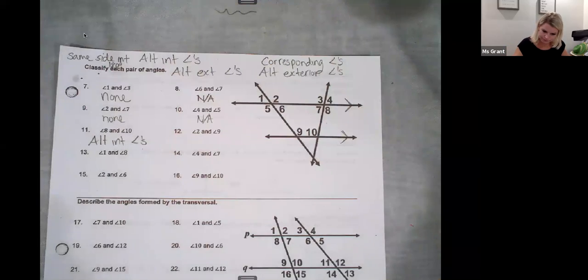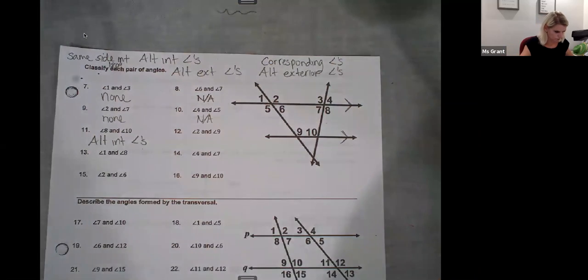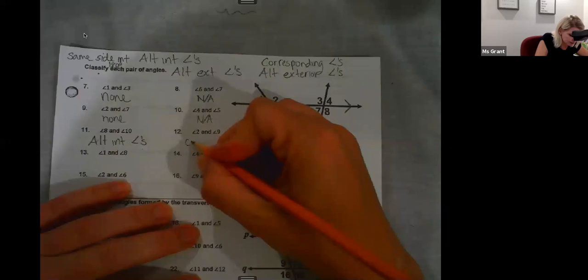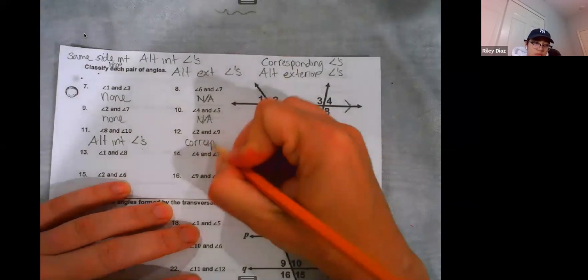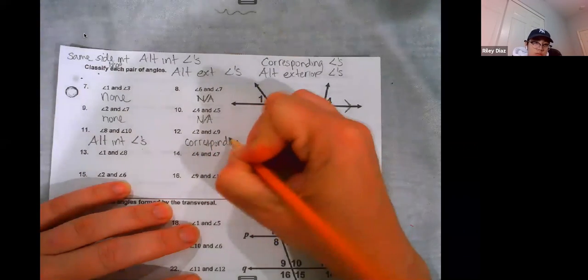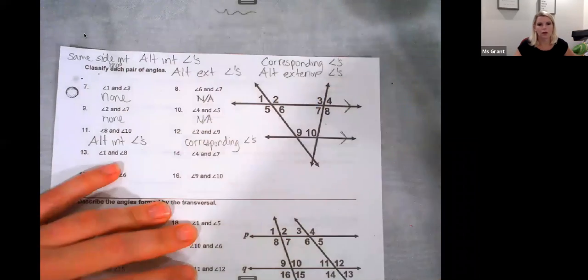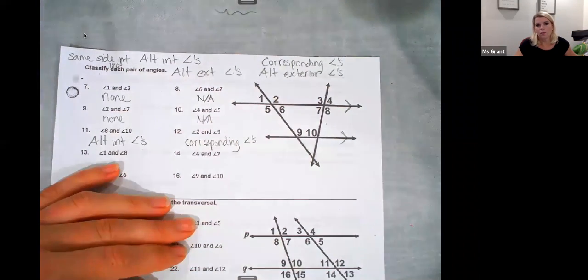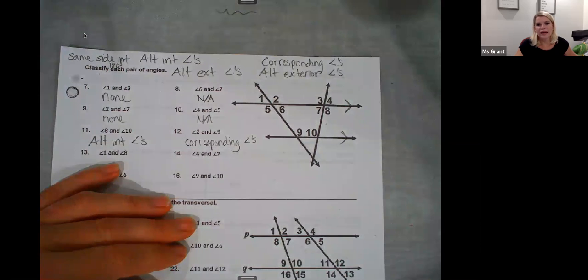Riley. Corresponding angles. Corresponding angles. Very good. One and 8. One and 8.